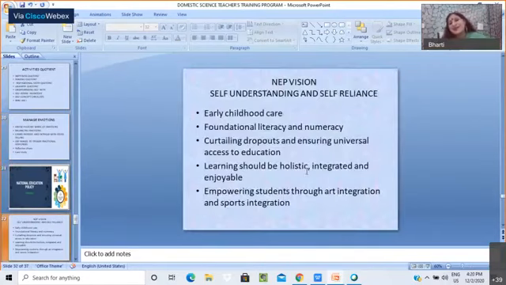Now here I have just correlated with the NEP vision, self understanding and self reliance. If you look at the NEP vision, it is talking about early childhood care and education, foundational literacy and numeracy, and how to curtail dropouts. Because the moment the child is able to engineer the self goals, the self concept, self understanding, self skills, I think the dropout rate would automatically be curtailed.